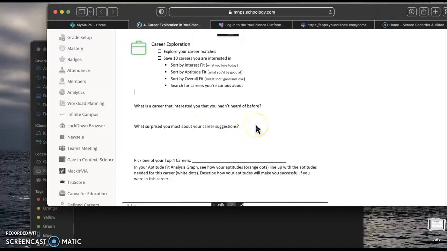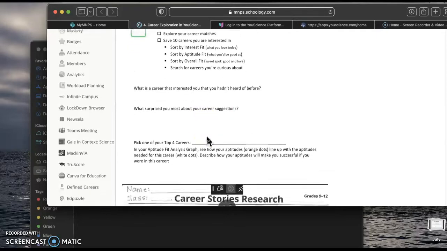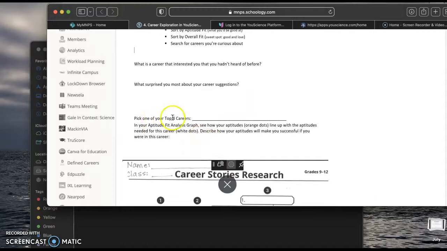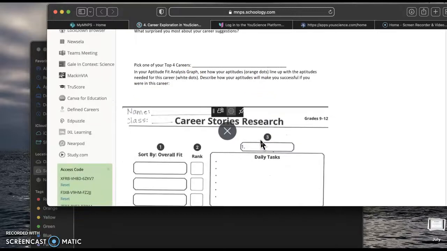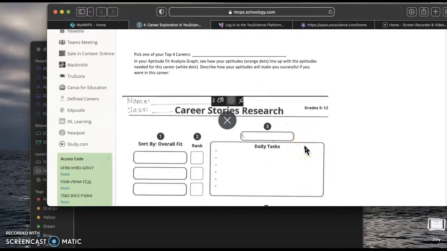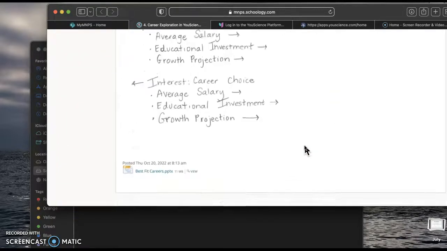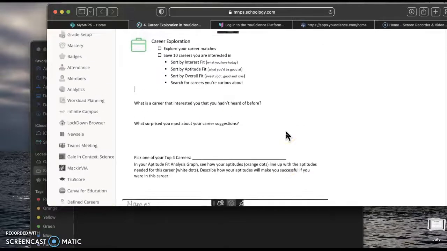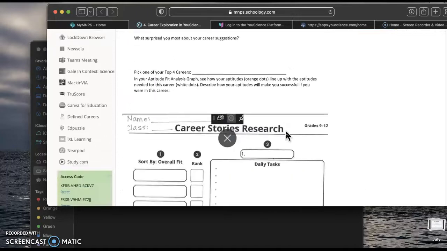And then a completely separate question, what surprised you most about your career suggestions? These career suggestions are all the careers that are posted for you. So what was something that you thought you wouldn't see on there? Or a pattern you noticed? Then you're going to pick one of your careers and look at the aptitude fit analysis graph, and I will show you where that is. That is something I'll show you in YouScience.